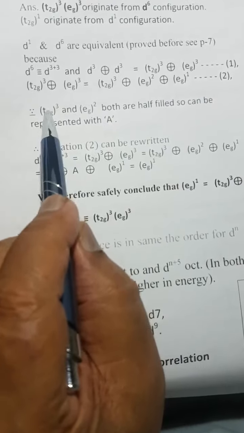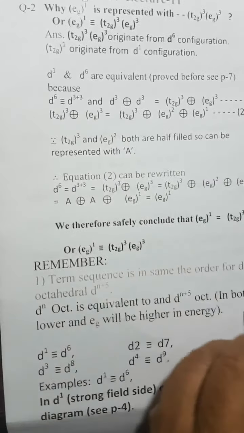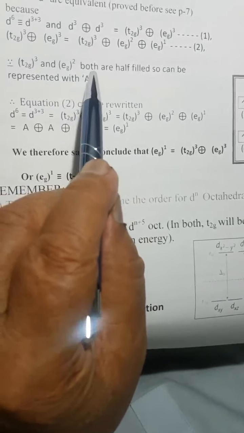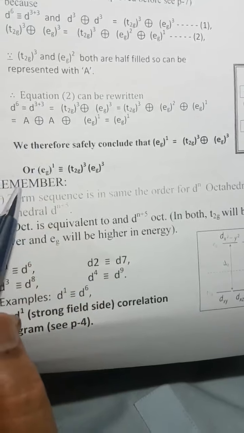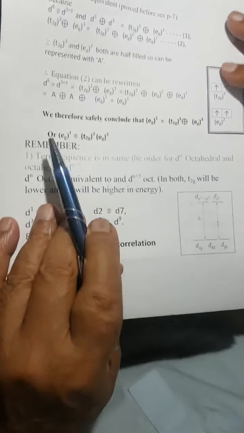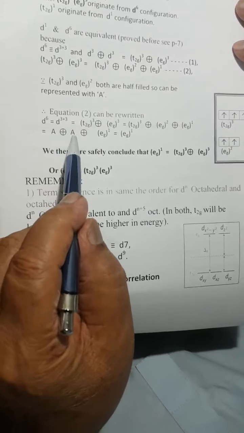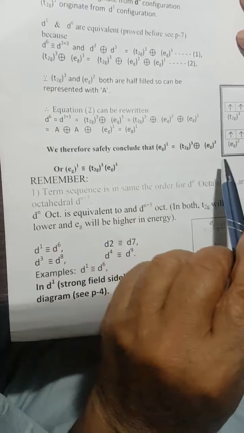Now t2g3 and eg2 both are half filled. See this one, half filled t2g. See, this is half filled. Okay, so they are half filled, therefore it is A. And I don't even have to explain this to you, you can understand it yourself. Okay, this is A plus eg1 equal to eg1. So this is proved like this.